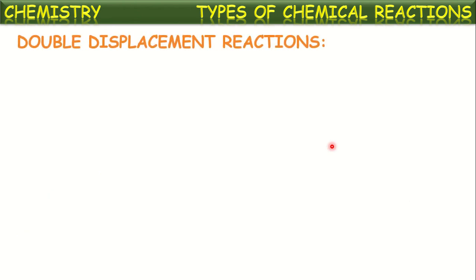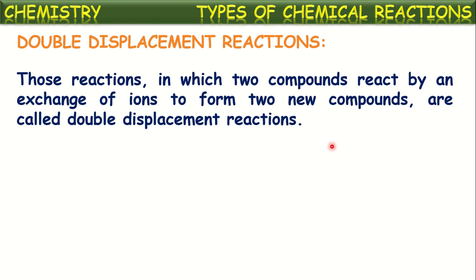Okay. Now let us see another kind of chemical reaction, that is double displacement reactions. The chemical reactions in which two compounds react by an exchange of their ions to form two new compounds are called double displacement reactions. What we can say? The chemical reactions in which two compounds exchange the ions mutually to form two new compounds are called double displacement reactions, or double decomposition reactions.